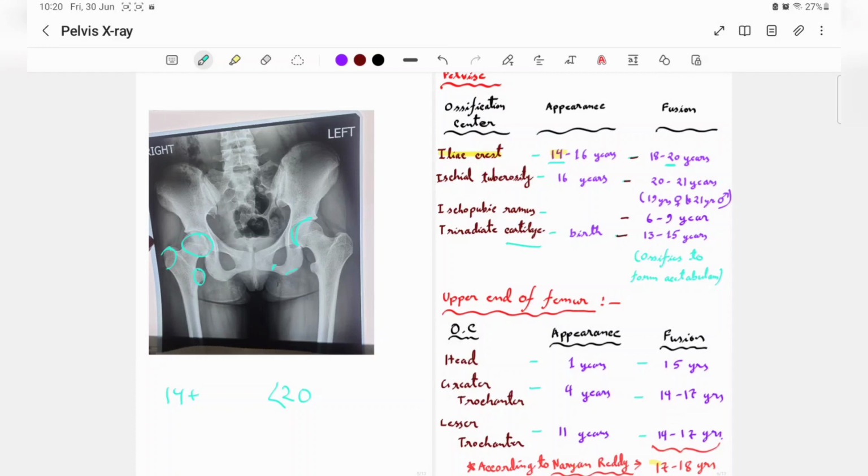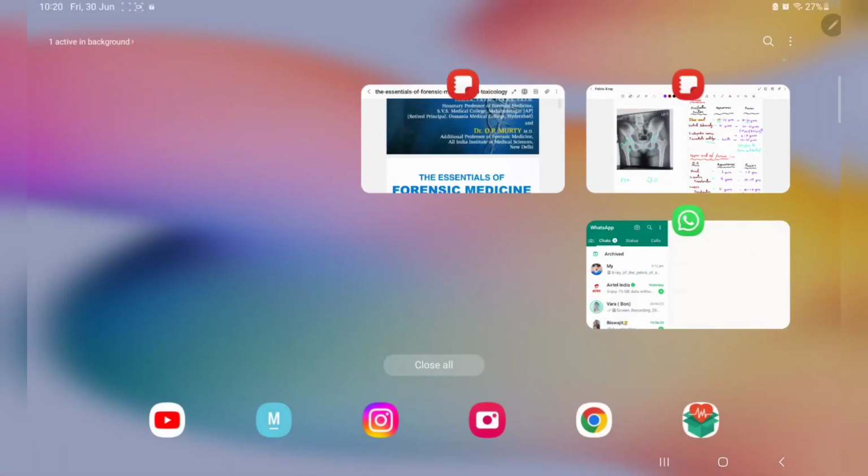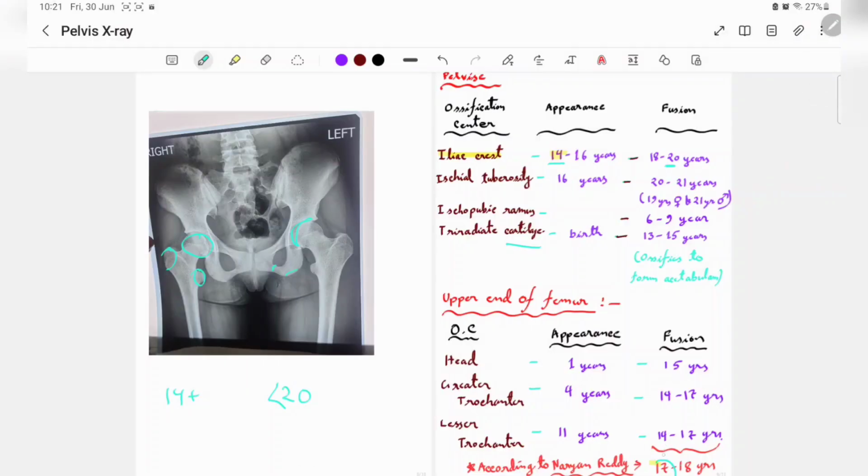So by this data, as we determine the lower age limit, we use the higher value, so say 17 years. So he is of course 17 years plus and less than 20 years. So by this X-ray we can determine that he or she is 17 to 20 years of age.